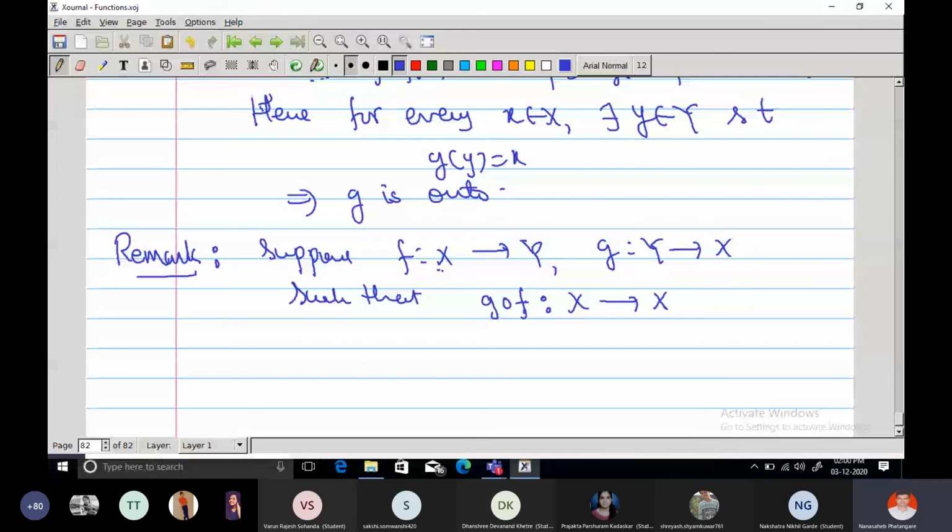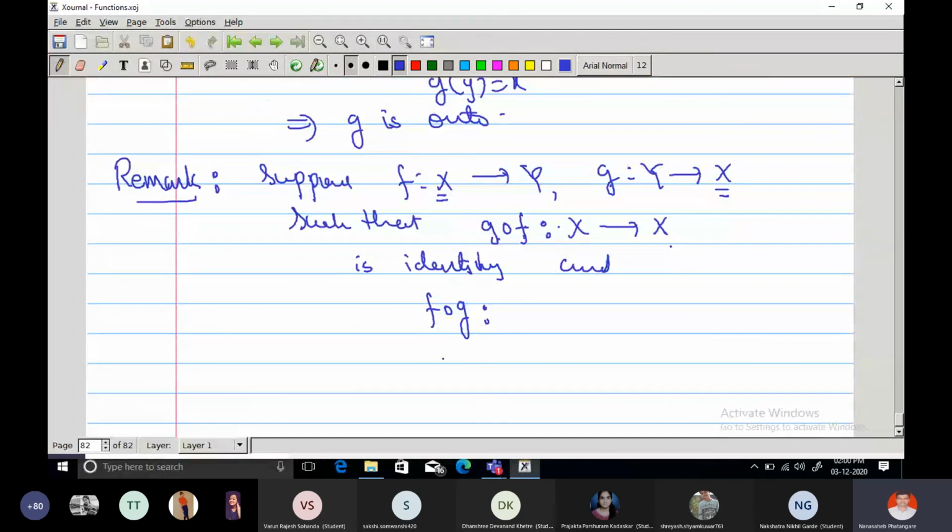And then we apply g. But then where will the element land? Because if we apply g, the element will land in X. So the codomain is X. Correct? It is identity. And what about f composite g? So f composite g is from what to what? Y to Y. Y to Y is identity.